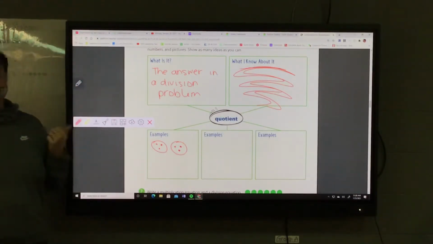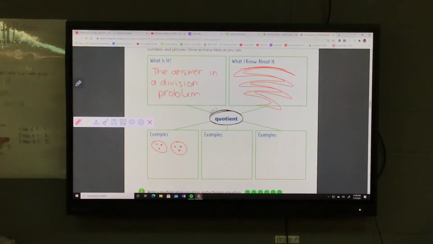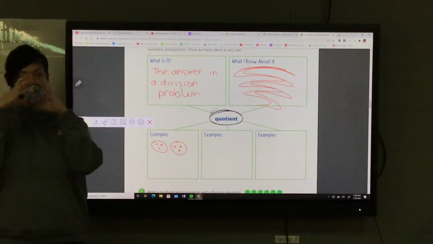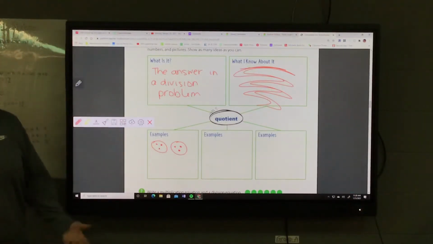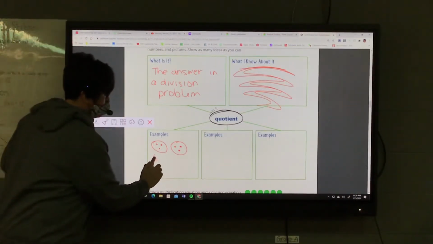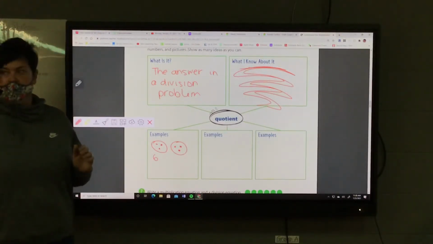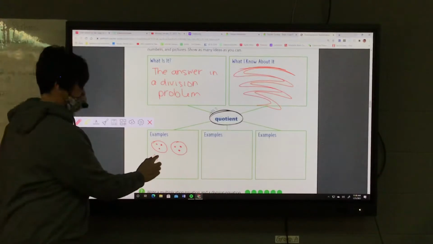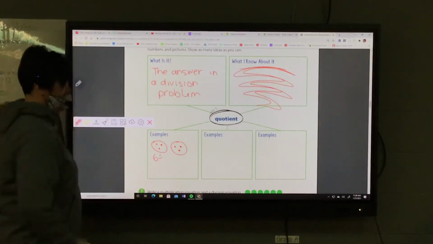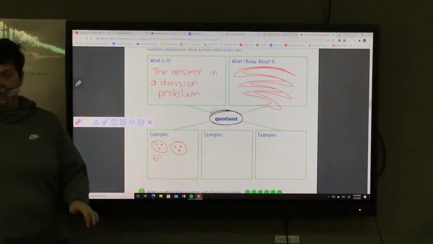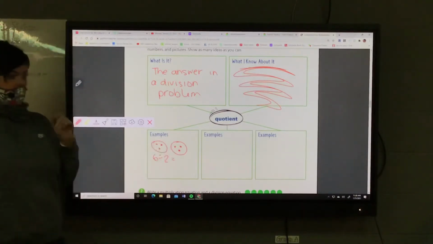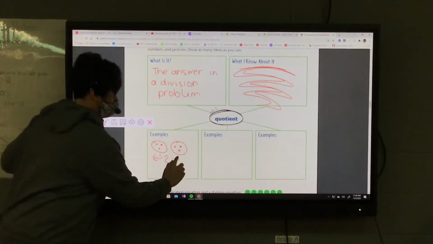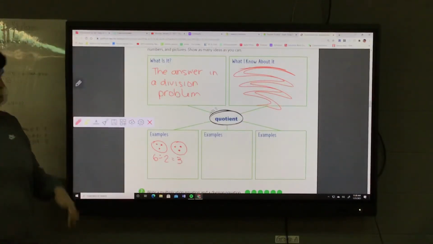Could I turn that into a division problem? What would this division problem be? I have to start with my big number first, right? What's my big number in this that I'm showing you? 6. And what am I doing? I'm dividing it by how many equal groups do I have? 2. And then how many are in each of those groups? 3. 6 divided by 2 equals 3.